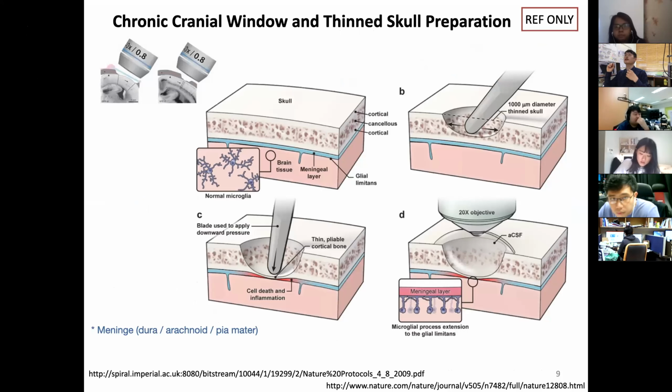All right, so chronic cranial window and thin skull preparation. This is a reference, but I want to share some of the history of the cranial window. By using this cranial window, people have done a lot of interesting studies. For example, in neurons, the dendrite has lots of synapses. This synaptic junction we call a dendritic spine. The size is only about 1 micron, very, very tiny.